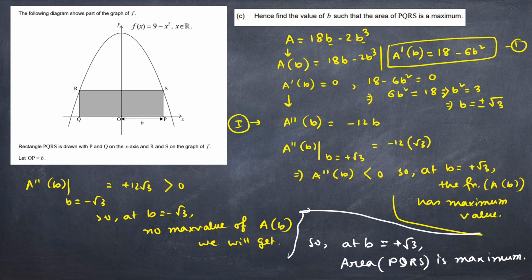Also, if you forgot the double derivative check, what you can do is just check the values for plus root 3 and for minus root 3, you can check the values also, but the proper way is to check using the double derivative method. Okay, so let's go to the next problem.